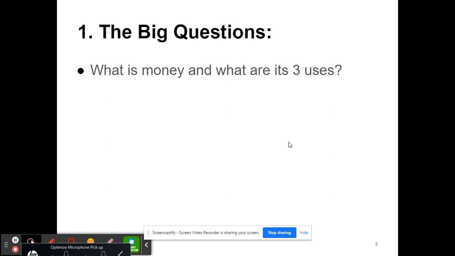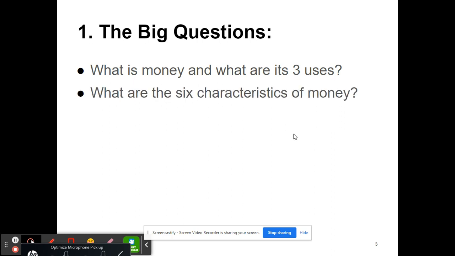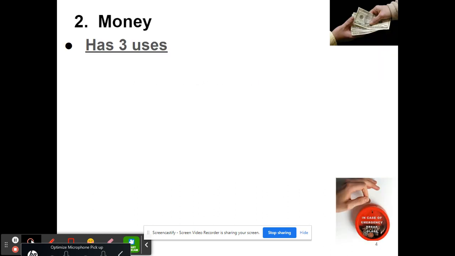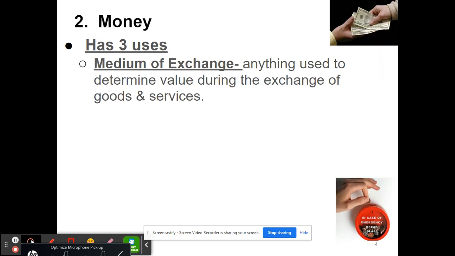Money is a tool for exchange. It's got three specific uses. We'll get into that. What are the 6 characteristics of money? There are 3 that are going to be the focus of this lecture. Okay, money. It has 3 uses. It's a medium of exchange. Anything used to determine value, determine the exchange of goods and services, is considered money.